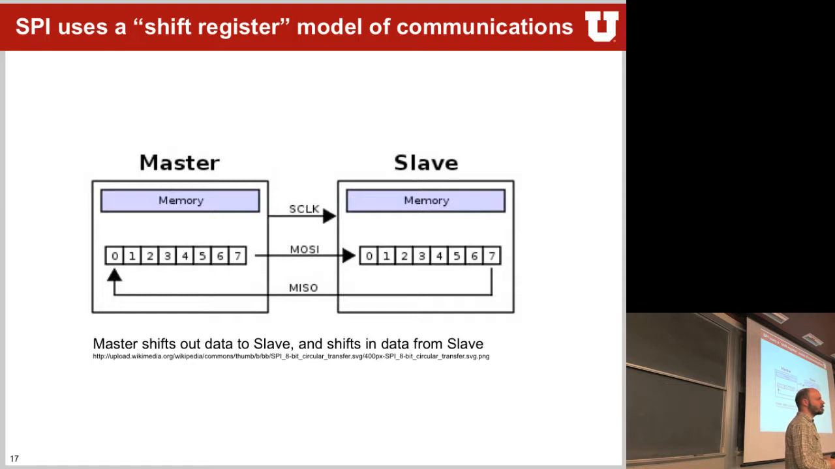That's how it goes. Okay, lots of questions right now. Yes? How come you don't have two buffers or sets of registers on the master instead of the buffers?